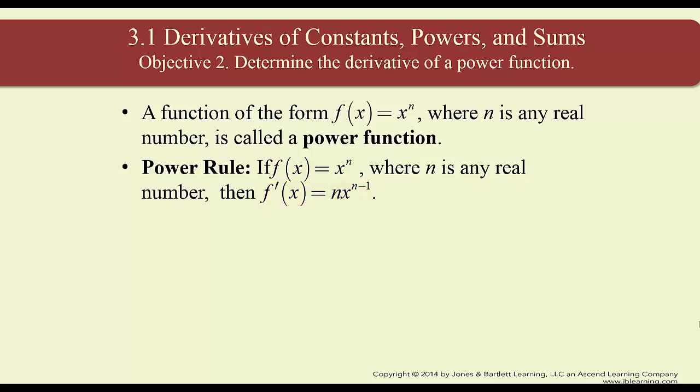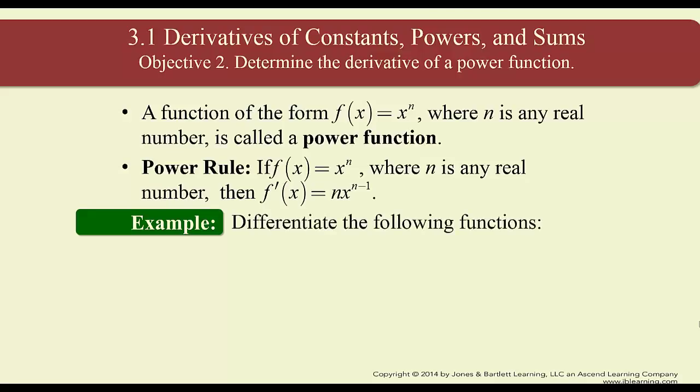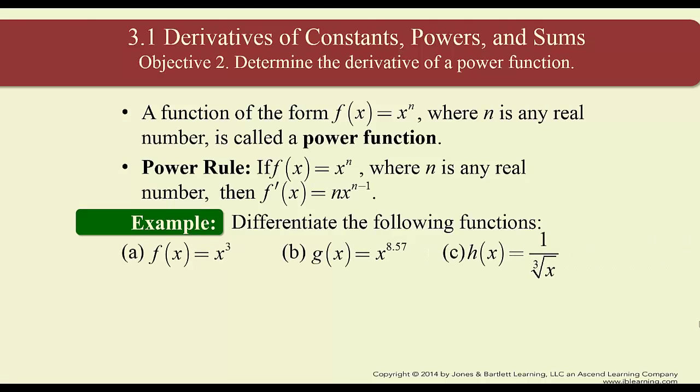In other words, if you have a power function, x to the n, to get the derivative, the exponent comes out front as a multiplier, and then we subtract 1 from the exponent. That's what it looks like. Pretty friendly rule, but at the same time, it's pretty powerful. No pun intended. So in this example, we're going to differentiate the following functions, and there are 3 of them.